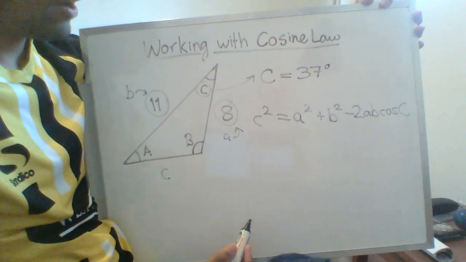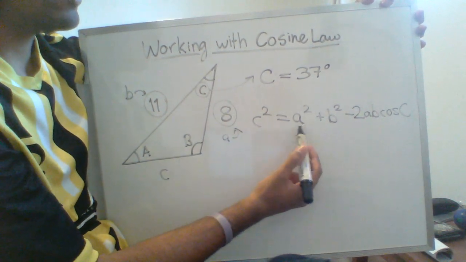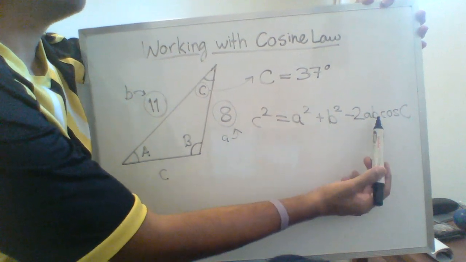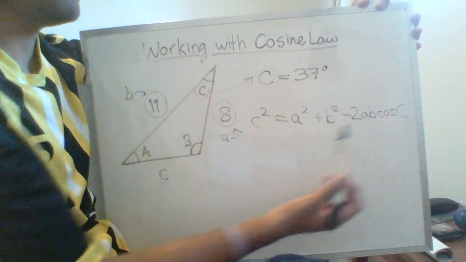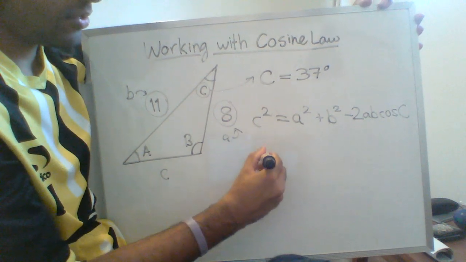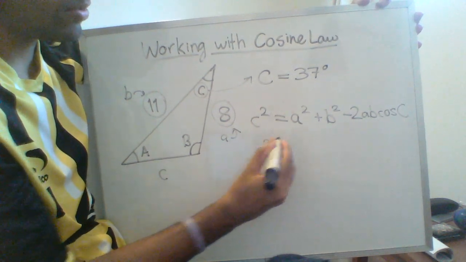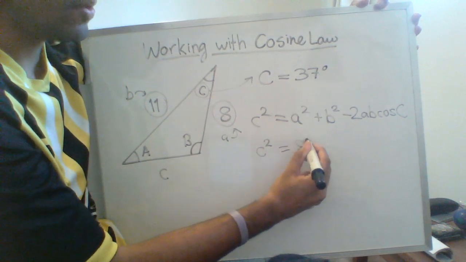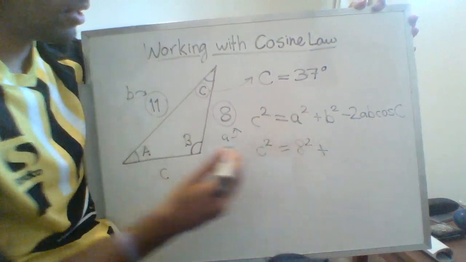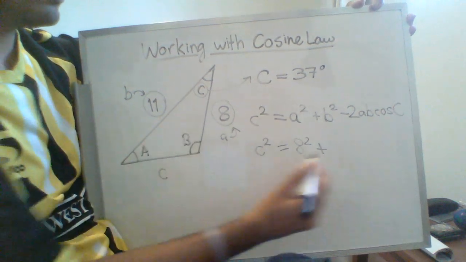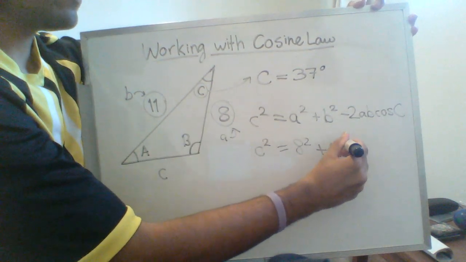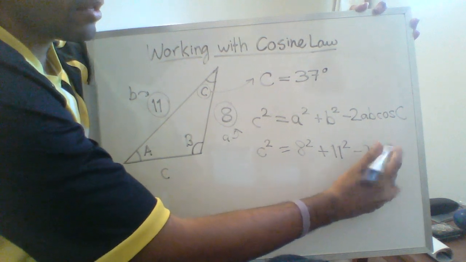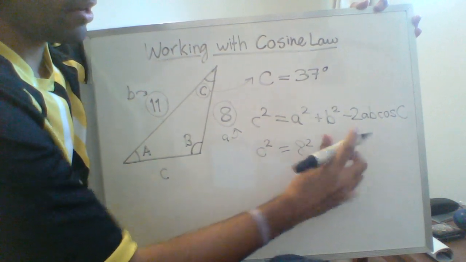Alright, so c squared is equal to a squared plus b squared minus 2 multiplied by the length of side A multiplied by the length of side B times the cosine of angle C. So c squared is equal to, the length of side A is 8, so 8 squared, plus the length of side B, which is 11, so 11 squared, minus 2. I'm going to actually move this down here. I'm going to run out of space.